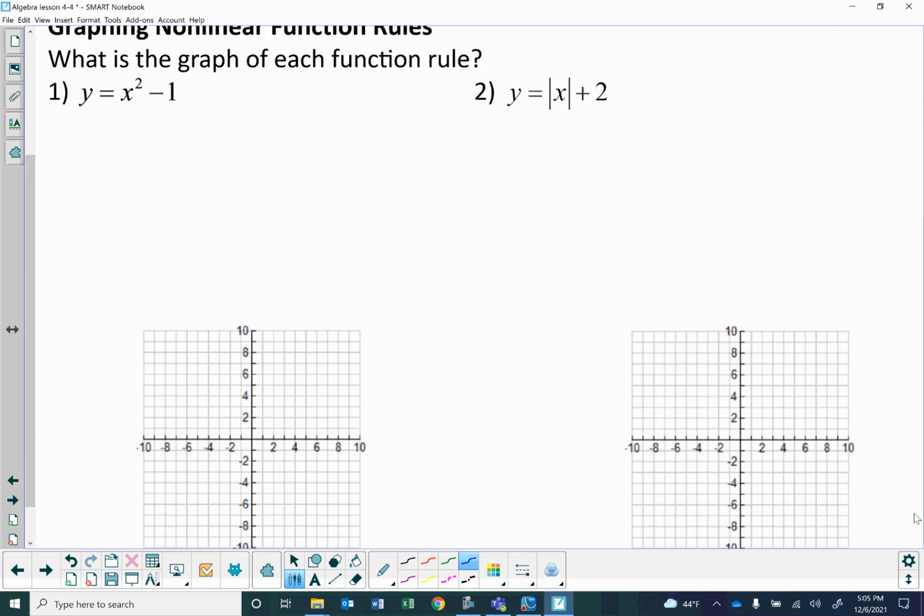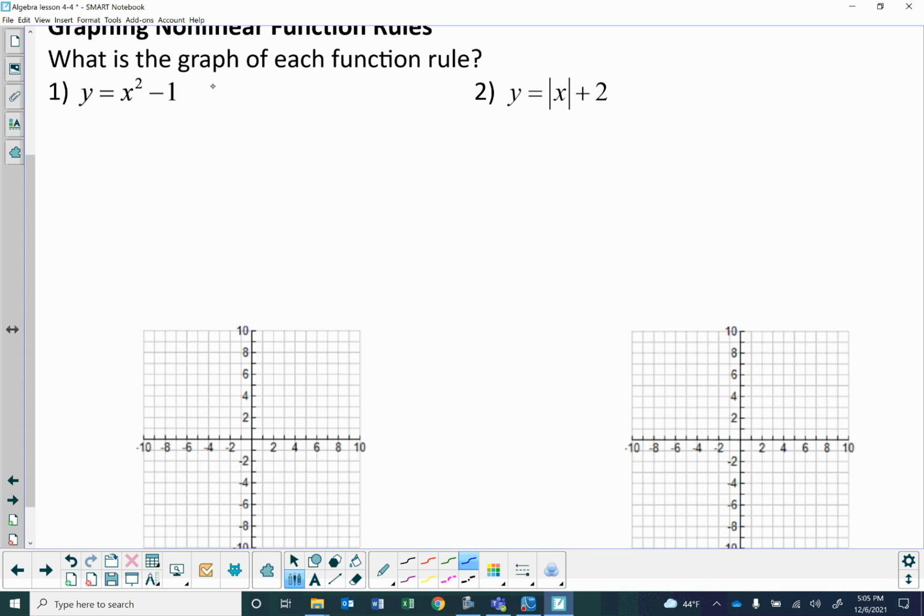What is the graph of each function rule? y equals x squared minus 1. This is a nonlinear graph. Nonlinear graphs are to a power other than 1, or they're absolute value graphs. All exponential graphs, graphs to a power other than 1, and all absolute value graphs are not linear. This is important to know. So when you have a nonlinear graph, you must graph at least 5 points, sometimes 6 or 7, to figure out exactly what the pattern looks like. So be ready to graph more points than usual.